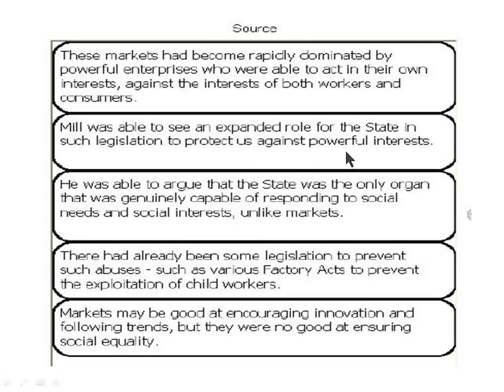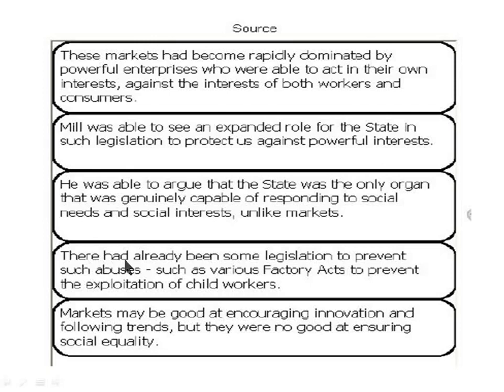Mill was able to see an expanded role for the state in such legislation. So this can't be third. Such legislation, so there must be a previous paragraph with legislation information. So leave this paragraph. Next is he was able to argue. So he was. This paragraph will follow this one, because in this they have given the name of a person, and in this they have said he. So this paragraph will follow this one.